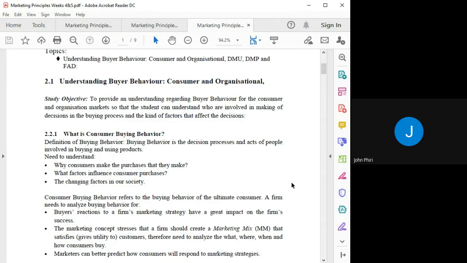Okay, let me go back to the first one. Who participates in this? In brackets, you should put there participants. Okay, and then you put a dash, another bracket, you should put decision-making unit, which is abbreviated as DMU. DMU.